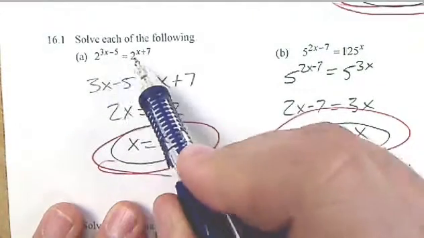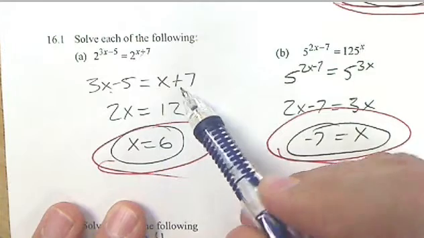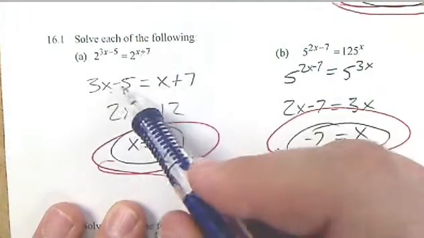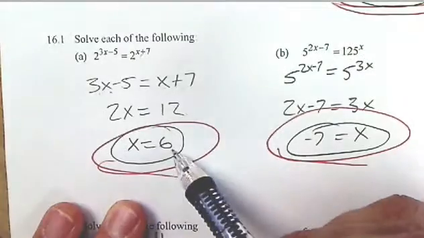If the bases are the same, then the exponents must be the same. So put the exponents equal to each other and just solve. Subtract x from both sides, add 5 to both sides. You get 2x equals 12. Divide by 2 on each side, you get the 6.